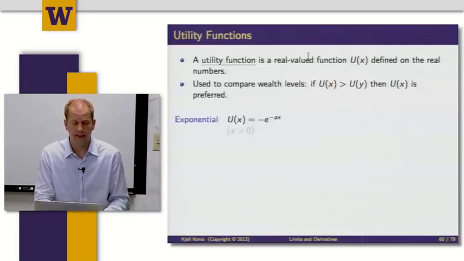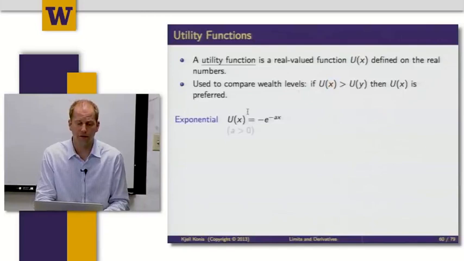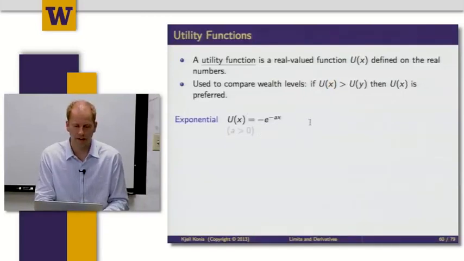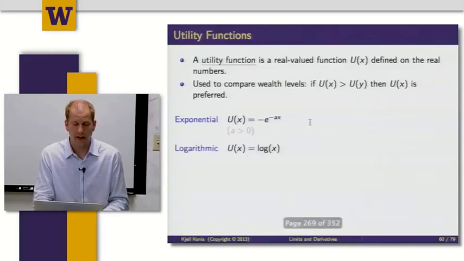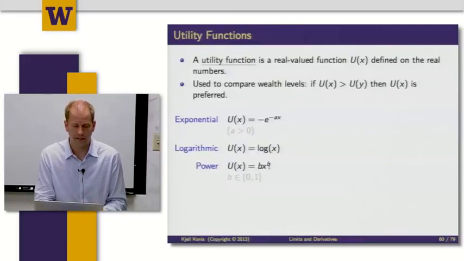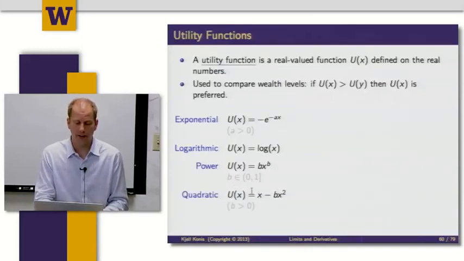So some common utility functions are exponential utility, which has a parameter a greater than 0. Logarithmic utility, so it's just the log of my wealth level. Power rule, so it's b times x to the b, sort of like a polynomial function. And quadratic, which is defined to be x minus bx squared for some number b greater than 0.